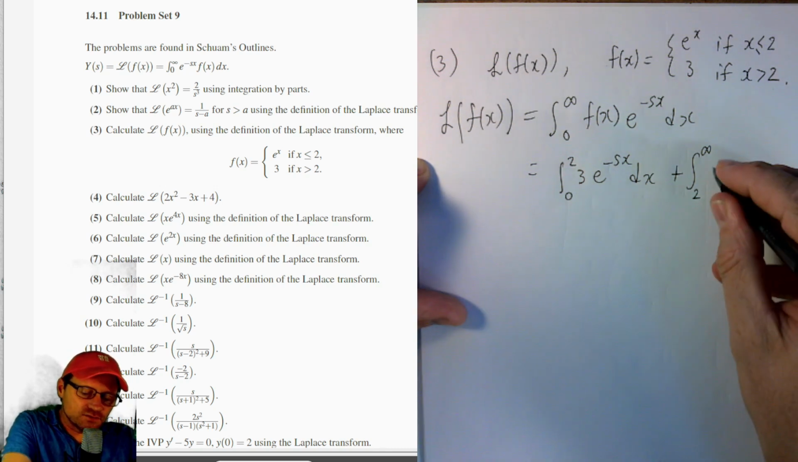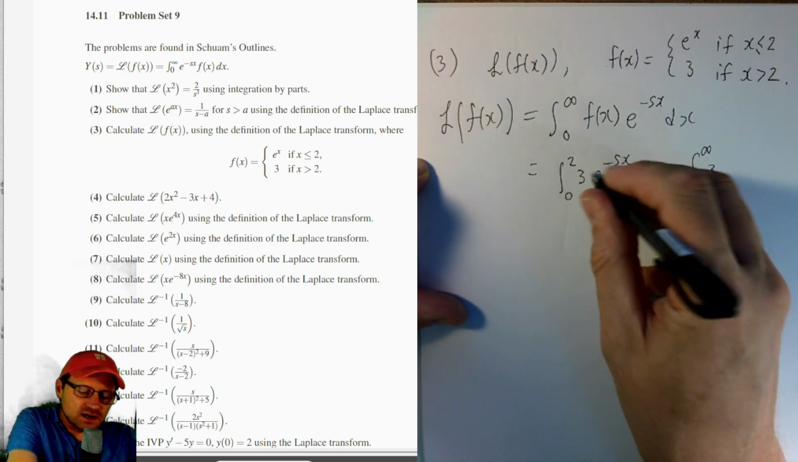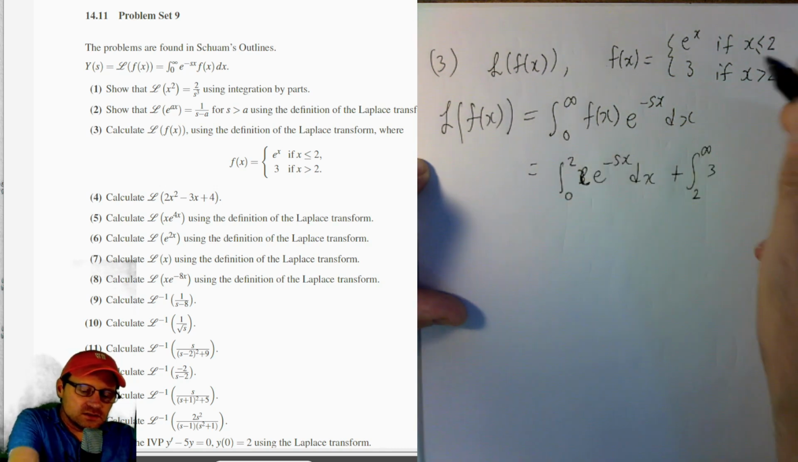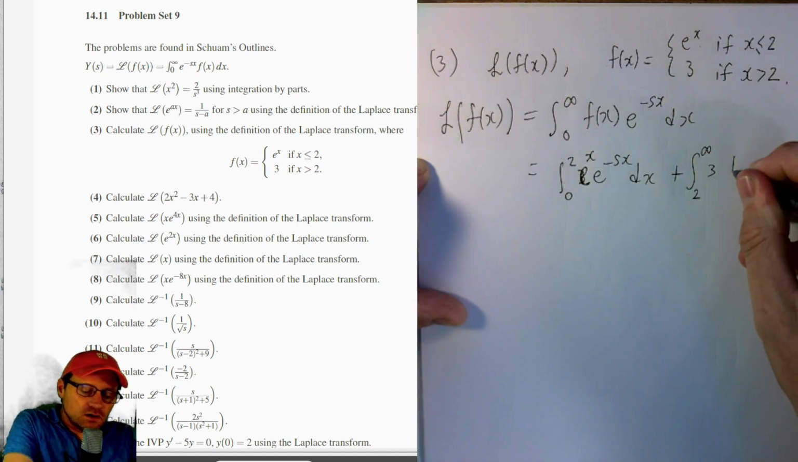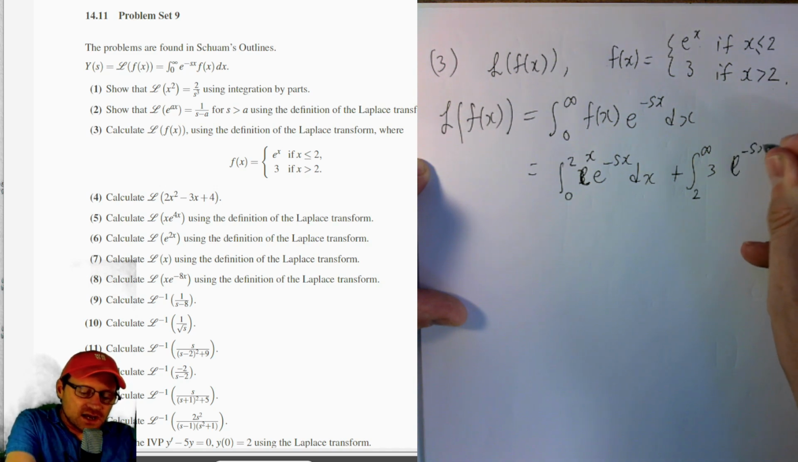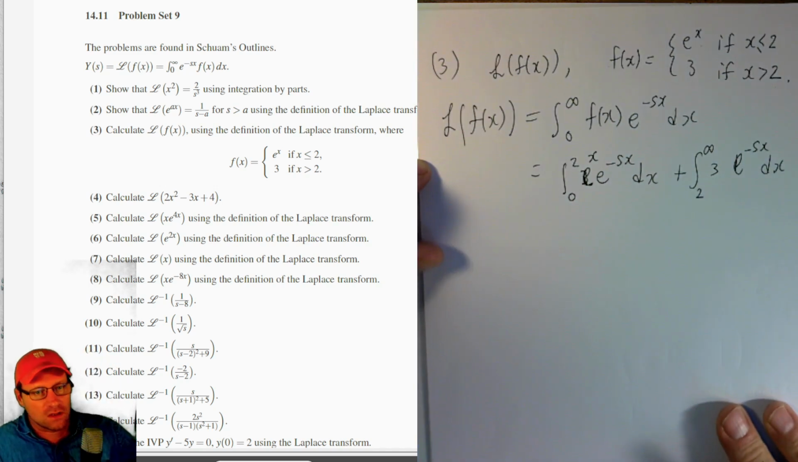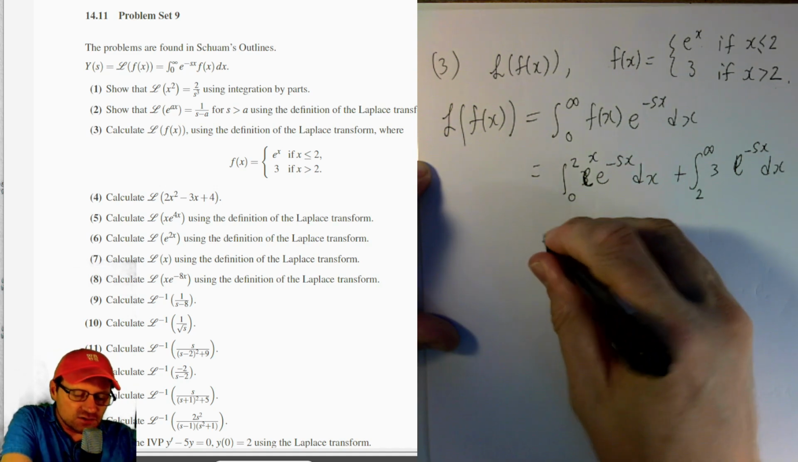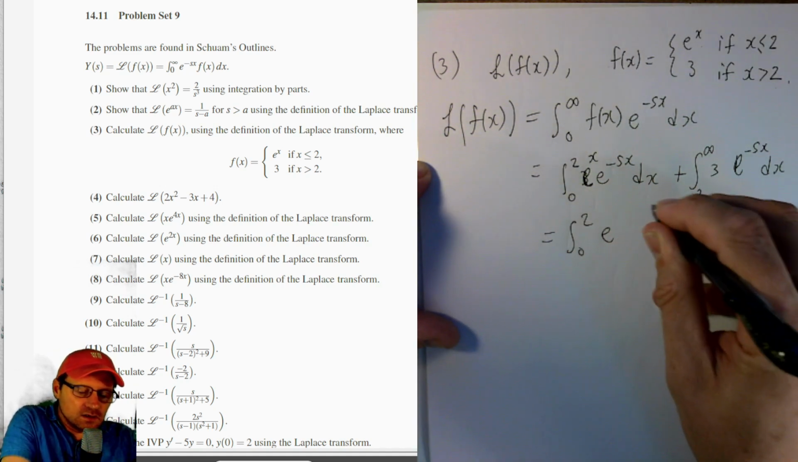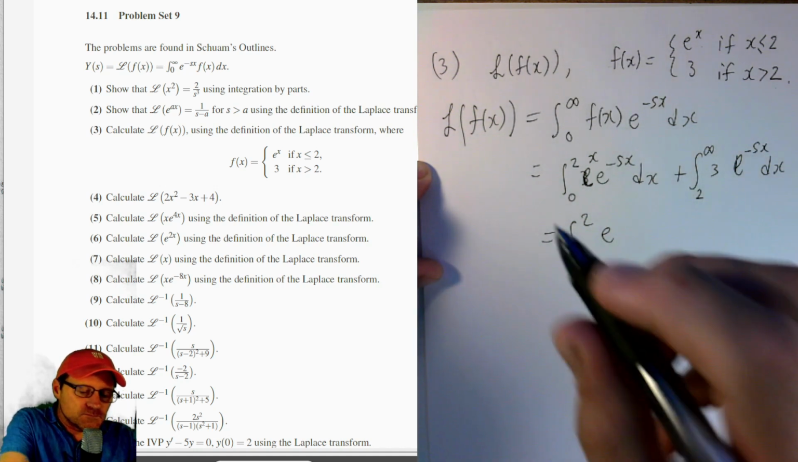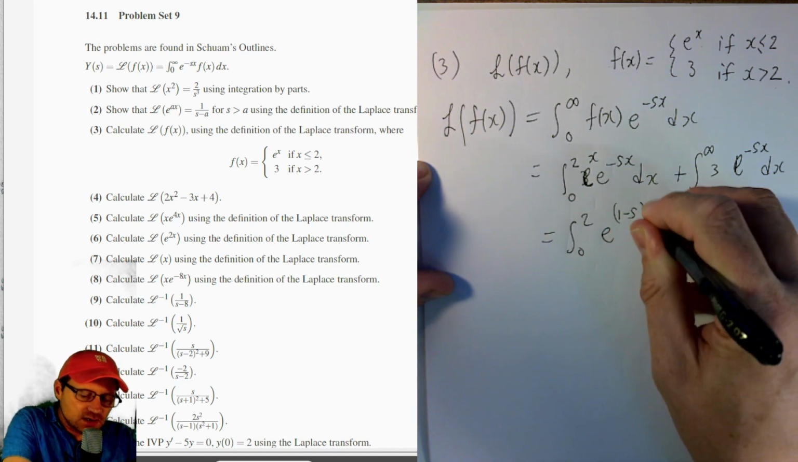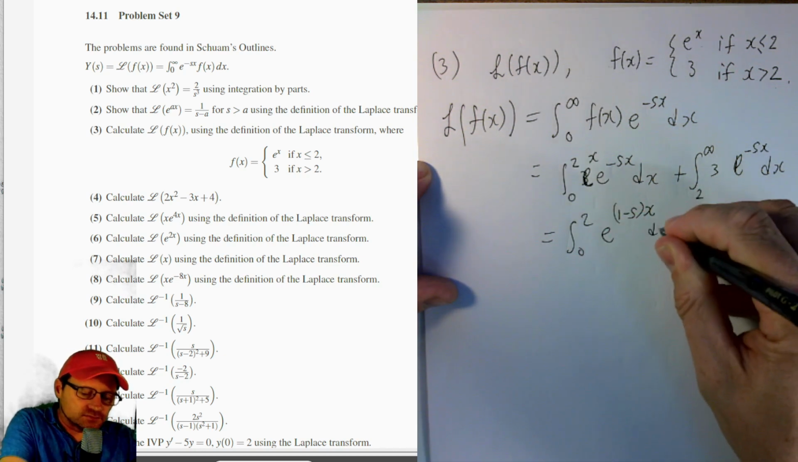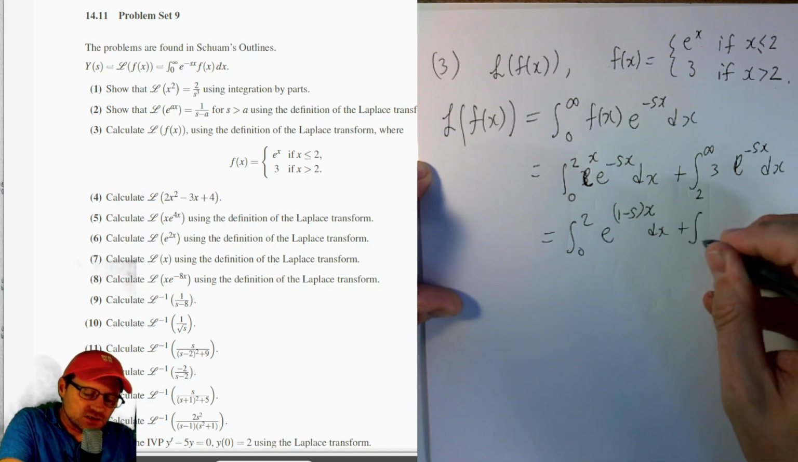Now if x is greater than 2, we have 3. Okay, so over here I see that I should have put e to the power of x, because if x is less than or equal to 2, we have e to the power of x. All right, then e to the minus sx with respect to x. Okay, so let's finish off this integral then. So we have e to the power of 1 minus s outside of x. And then over here, let's just rewrite that.